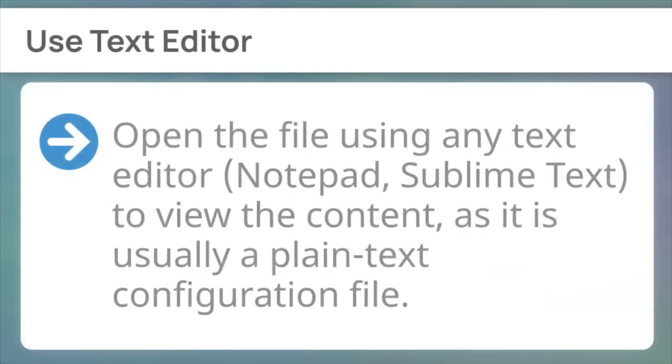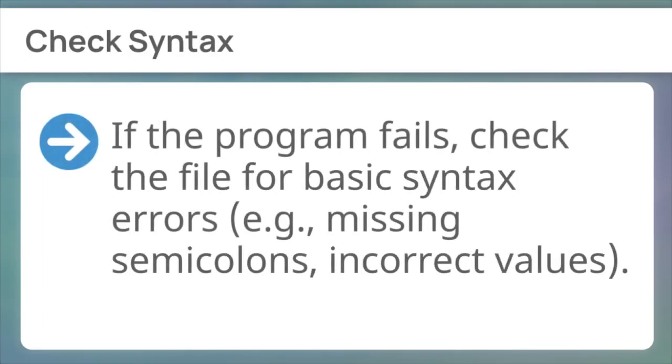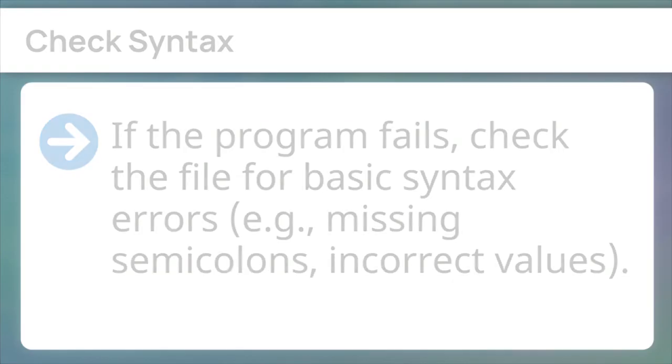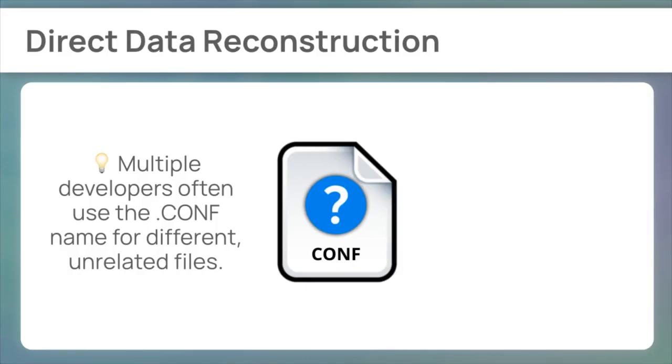First, use a text editor. Open the file using any text editor, Notepad, Sublime Text, to view the content, as it is usually a plain text configuration file. Next, check the associated program. Determine the associated program, e.g. web server, game, or utility, that uses the .conf file. Finally, check syntax. If the program fails, check the file for basic syntax errors, e.g. missing semicolons, incorrect values.